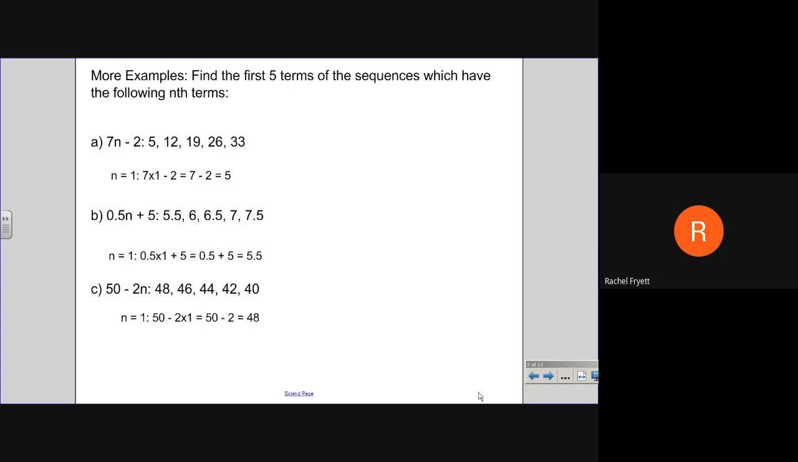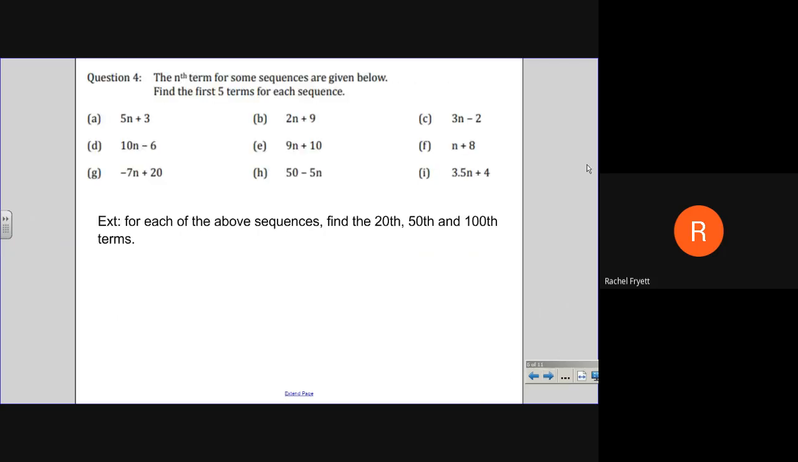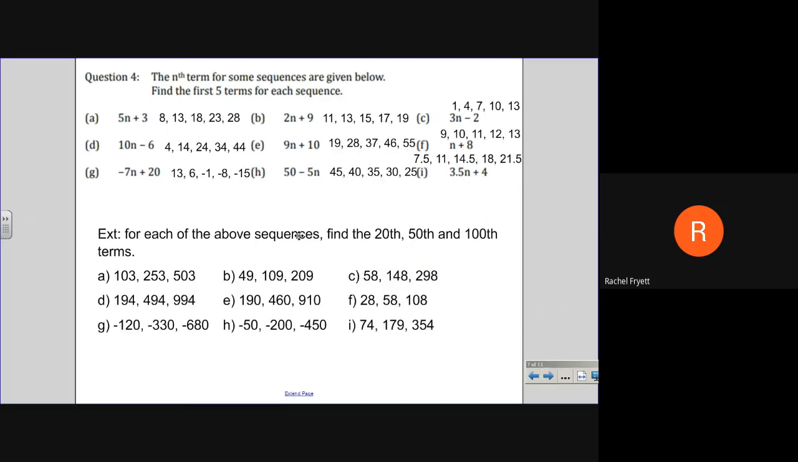Okay. So again, I'd like you to pause the video and have a go at these questions. What's the first 5 terms for each sequence? And an extension is, can you find the 20th, 50th, and 100th terms of these sequences? I think the first one is the same, but the rest of them should be different. Okay, so I'm going to show the answers. These are the answers. Again, I know it looks like a lot of writing at the top, but just mark it best you can. And on the extension, each one, so the first number is the 20th, the middle number is the 50th, and the last number is the 100th term.